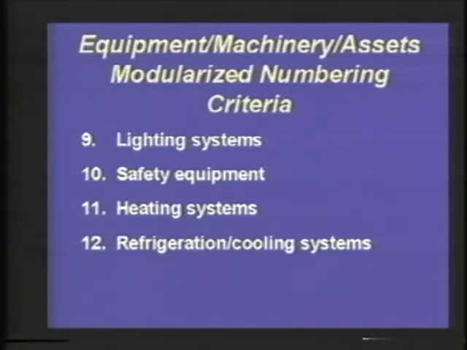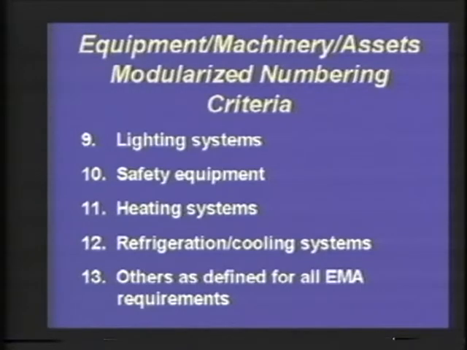but here we're talking about heating relative to heating for processes or heating the facilities themselves, where item 12 would pertain to, let's say, HVAC relative to refrigeration and cooling systems. And then again, item 13 would pertain to other types of modularized requirements within your own operation.